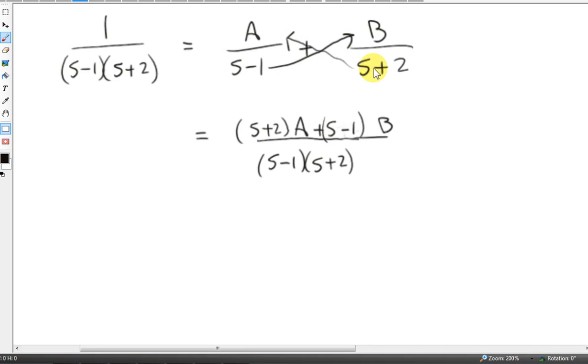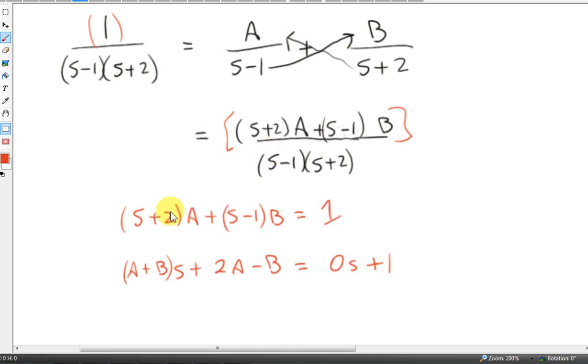And we've now written these 2 fractions as a single fraction, and of course these 2 are equal. The denominators are already equal, as you can see, so the numerators must be equal. So 1 must equal this numerator here. So equating the numerators, we get this identity. Now this is true for all s. That's what an identity is. It's more than an equation. An equation might only be true for some values of the variable. An identity is true for all values of the variable s.